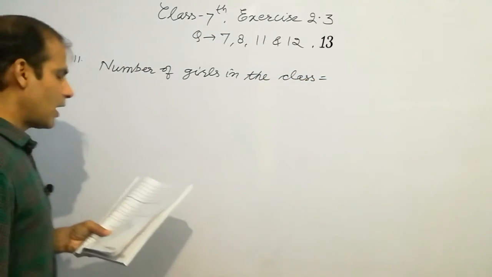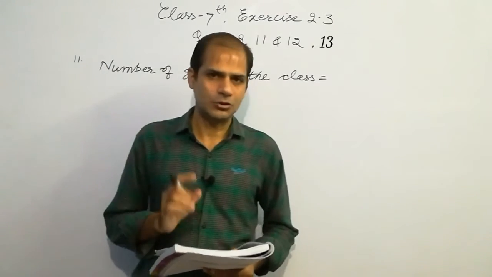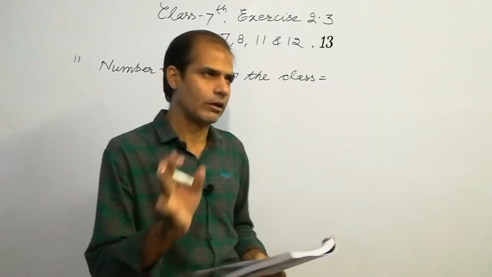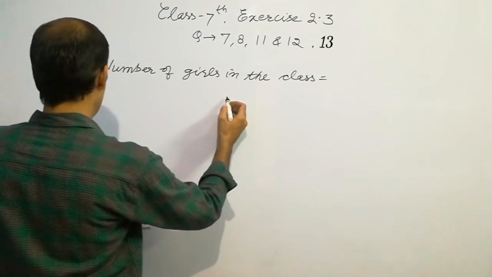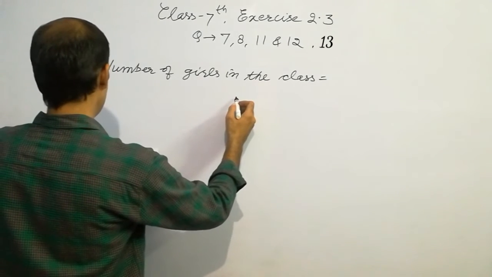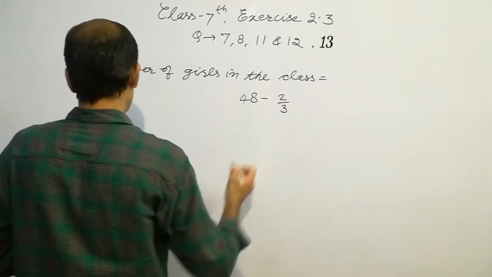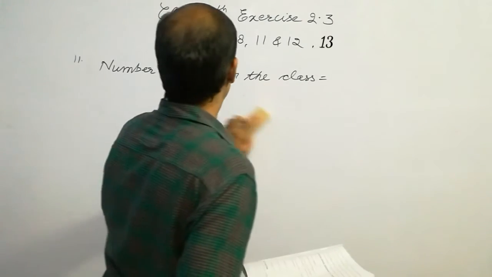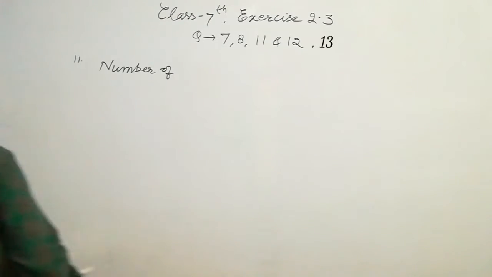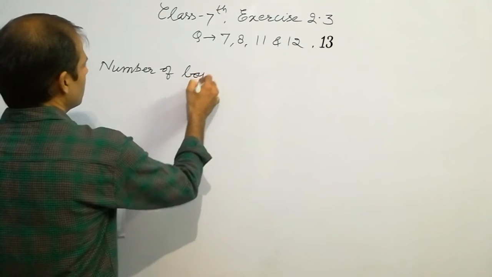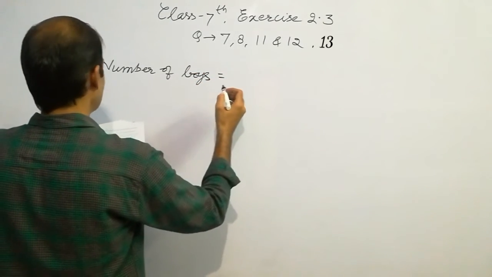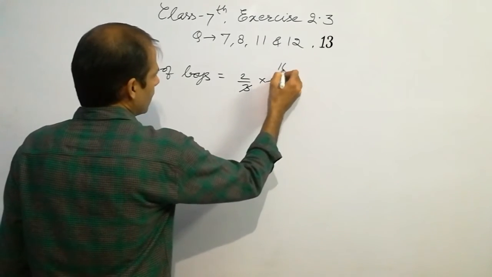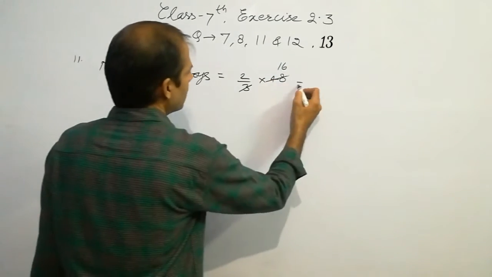in the class equals, as you can see that here total students are 48 and 2/3 are boys, so to find girls you have to subtract the number of boys from the total number, obviously. So you can do it in this way: number of girls in the class equals 48 minus 2/3 of. Okay, first find the number of boys, because this method will be a little complicated for you. Number of boys equals 2/3 of 48. So divide 48 by 3, it is 16, times 2, and that is 32.